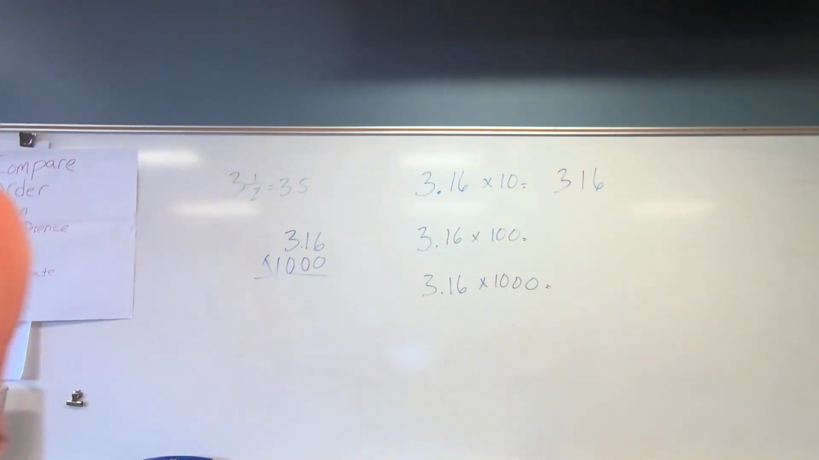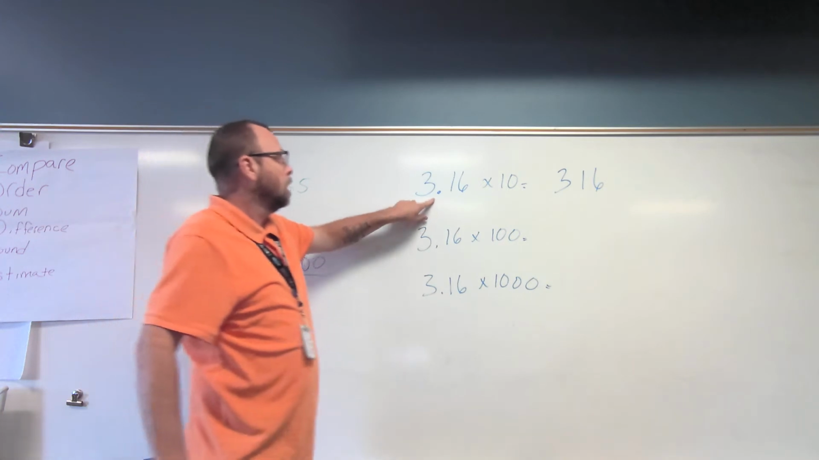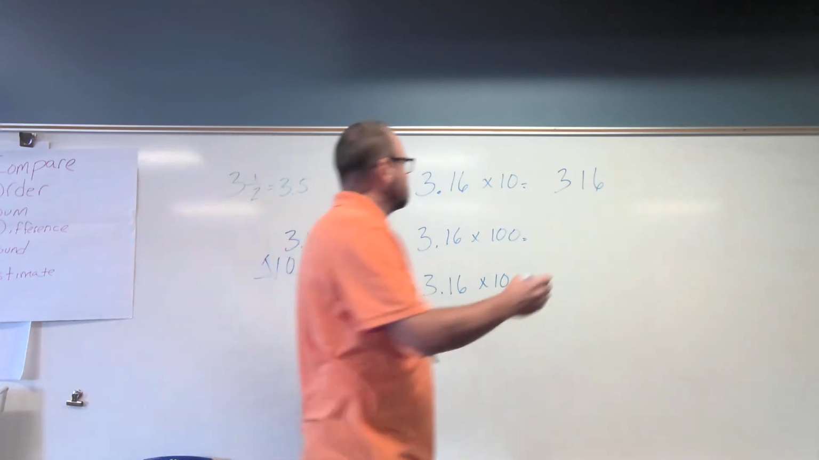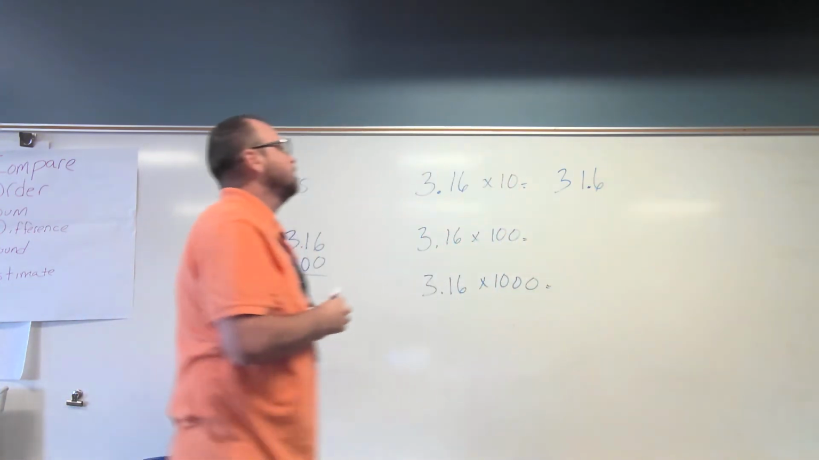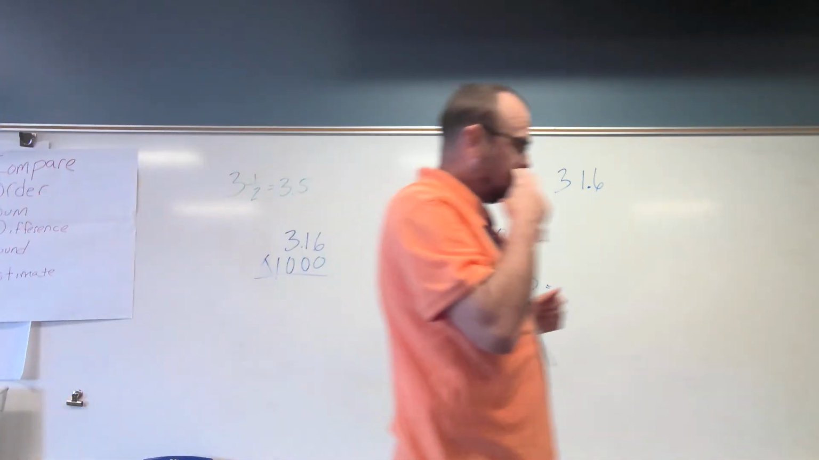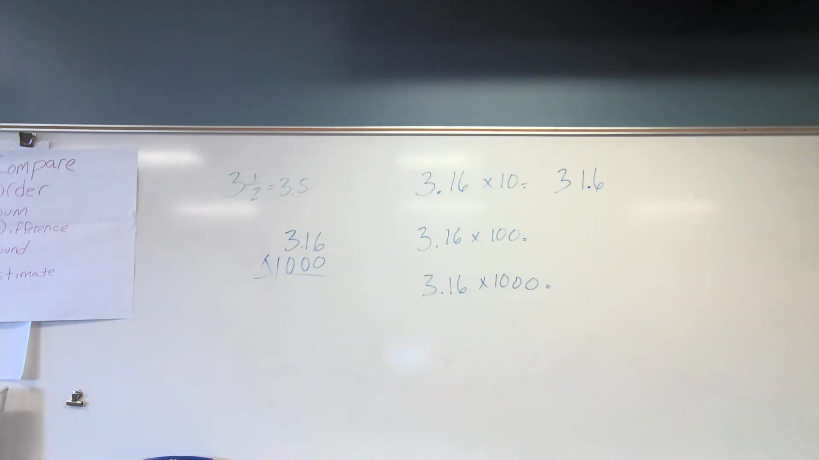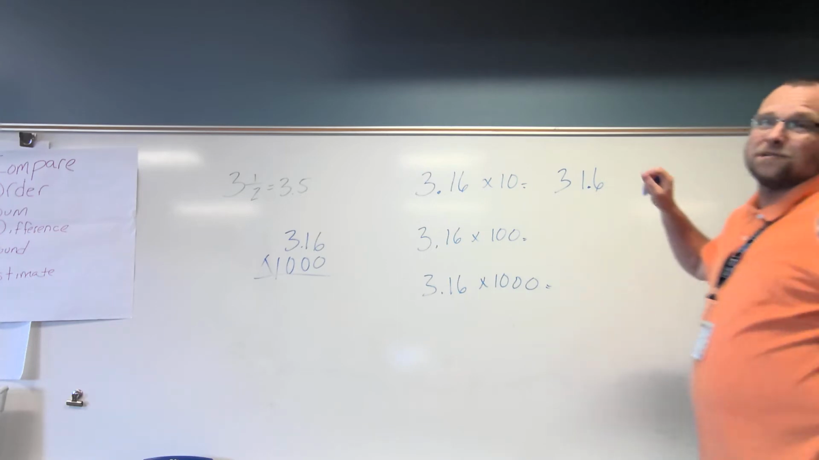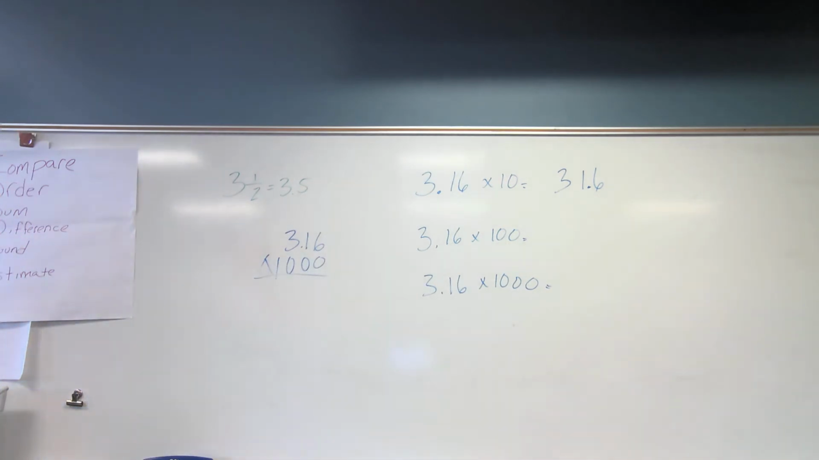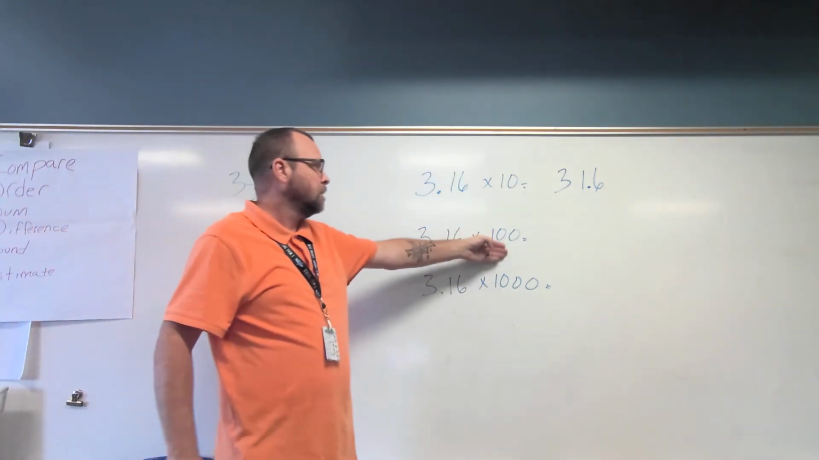If I move my decimal point one place to the right, Kiran, where does it go? It's here. I want to move it one place this way. It goes between what two numbers? The 1 and the 6. So 3 and 16 hundredths times 10 equals 31 and 6/10. It got bigger. In order to make a number bigger, I have to move the decimal point to the right. And in order to make a number smaller, I have to move the decimal point to the left. And I'm doing that based on the number of zeros there are in my power of 10.